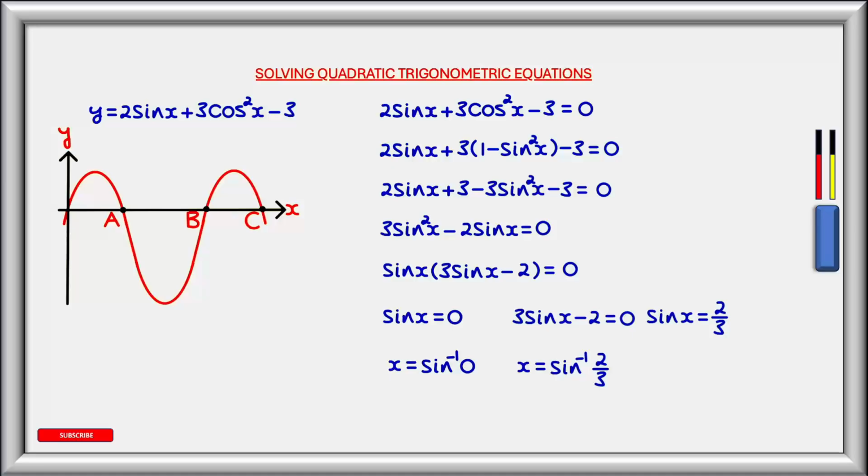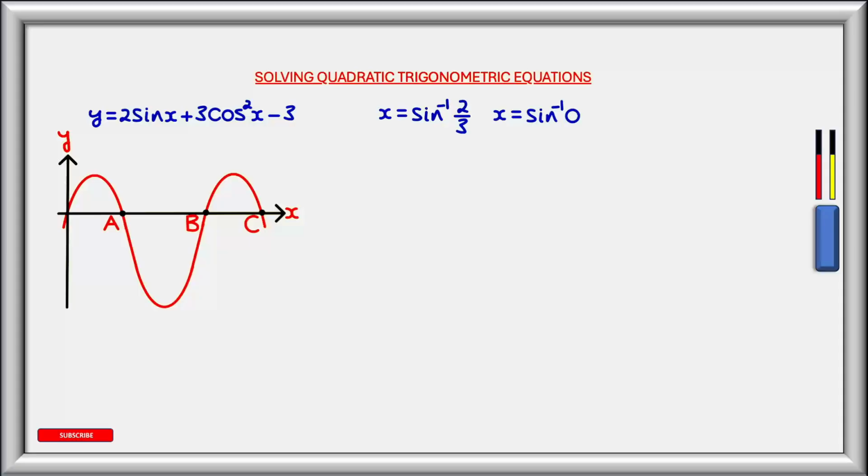If we divide both sides of the equation by 3 sin x minus 2, we're left with sin x equals 0, and therefore x is equal to sin to the minus 1 of 0. And if we divide both sides of the equation by sin x, we're left with 3 sin x minus 2 equals 0, and therefore sin x is equal to 2/3, and x is equal to sin to the minus 1 of 2/3. So we have two solutions for x, but 3 points on the x-axis to find. So how do we go about doing this?